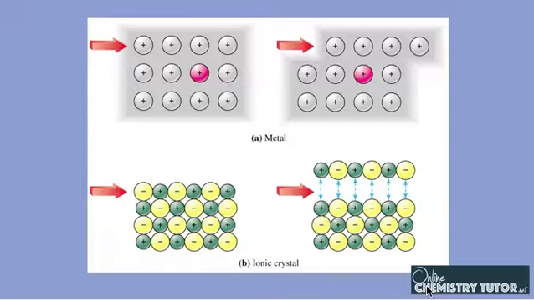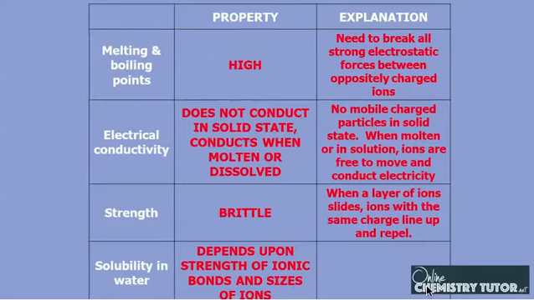The moment those ions of the same charge line up, they will repel because they have the same charge. That has the effect of making ionic compounds very brittle. They'll break apart very, very easily, very quickly.